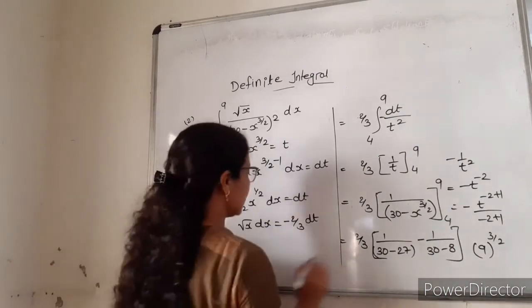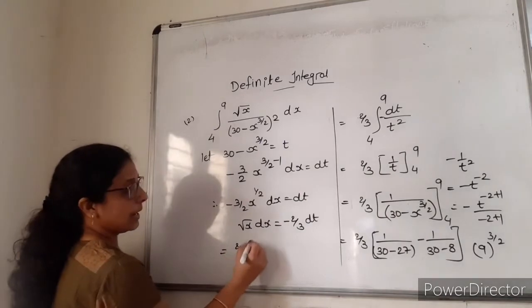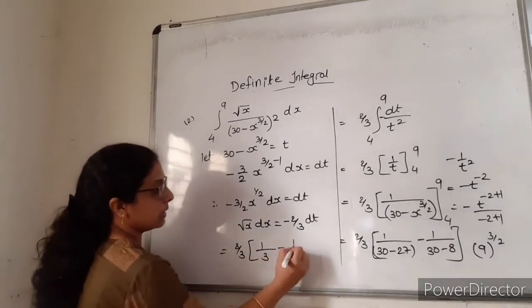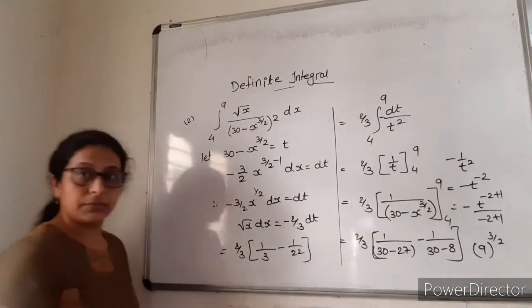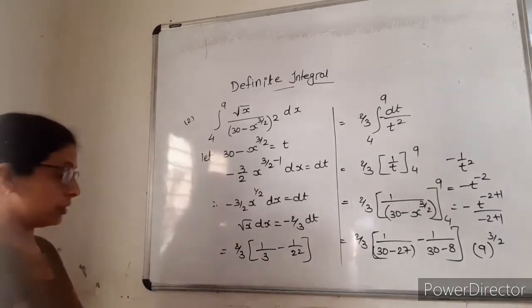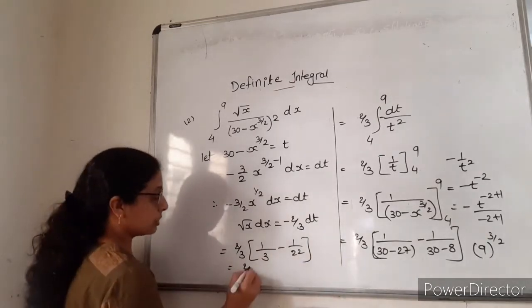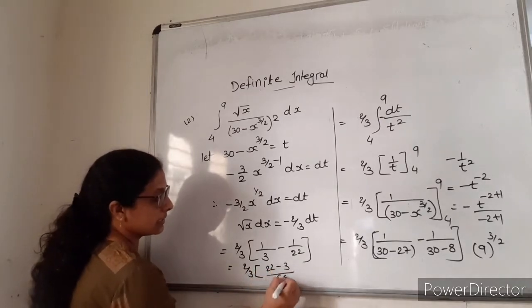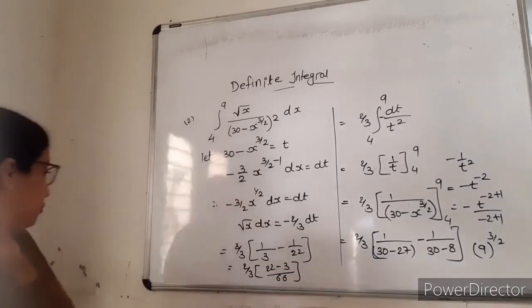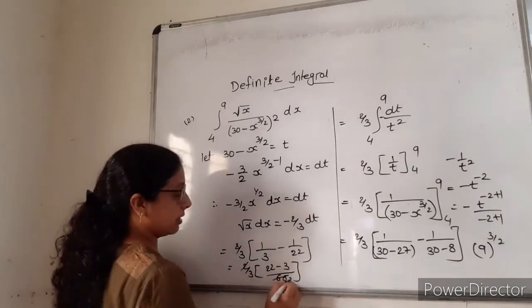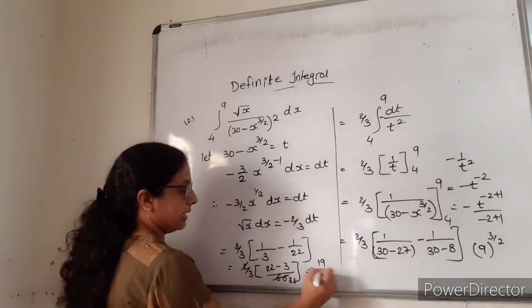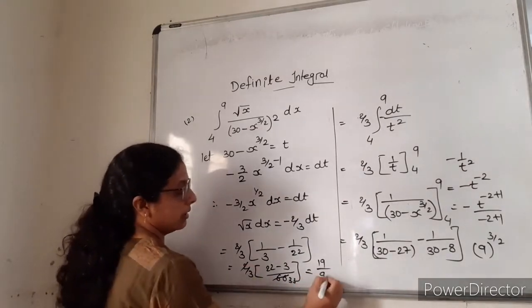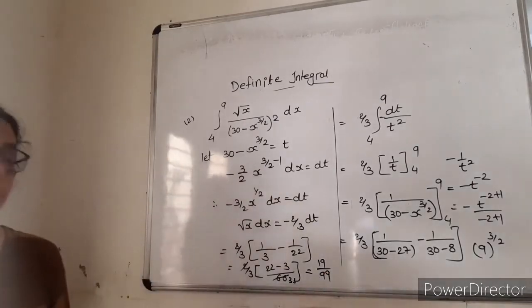So now this is equal to 2 by 3, 1 upon 3 minus 1 upon 22. Take the LCM of 22 and 3, that is 2 by 3, 22 minus 3 by 66. 22 minus 3, that is 19. 19 by 99 is our answer.